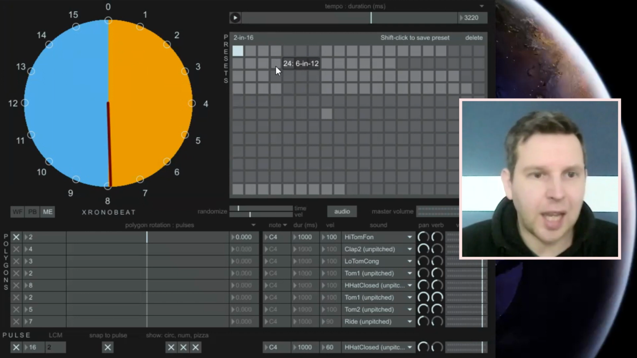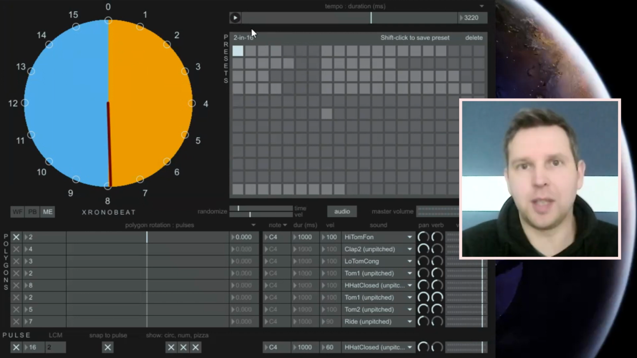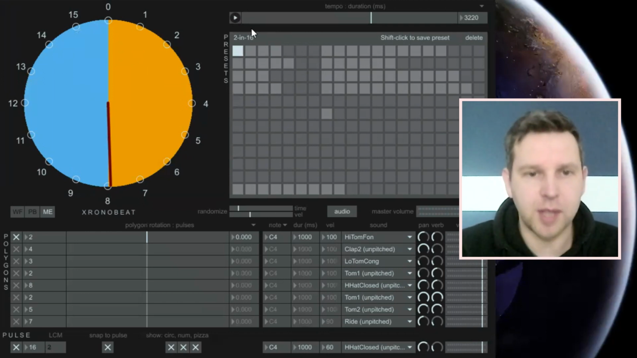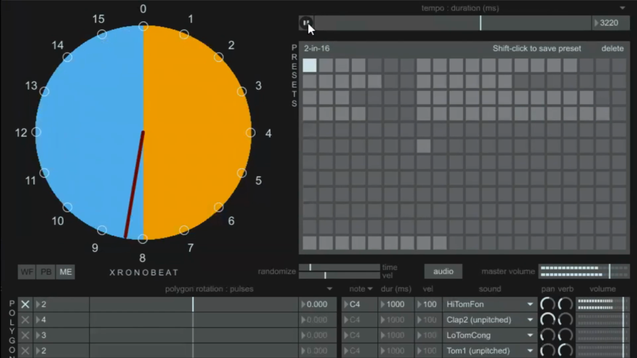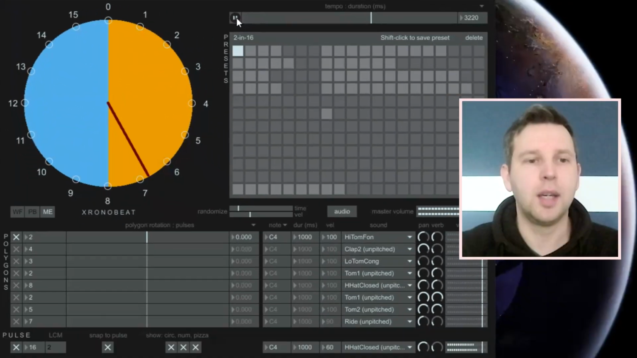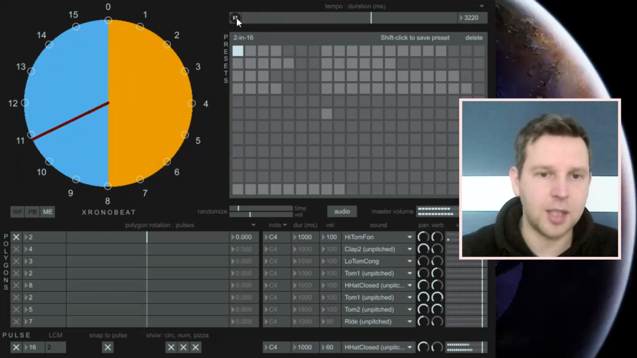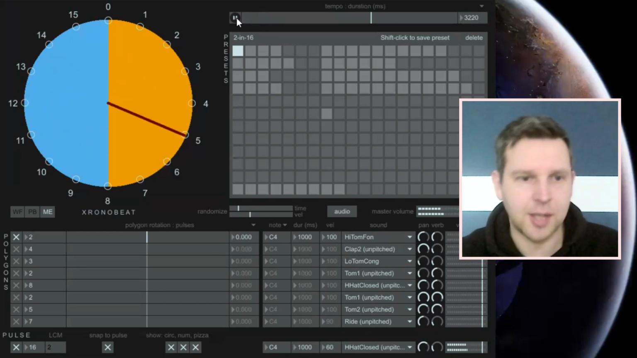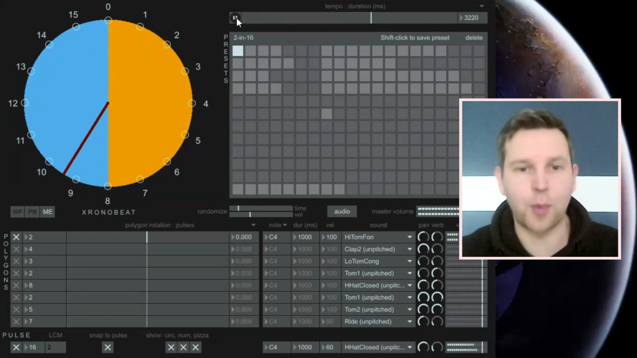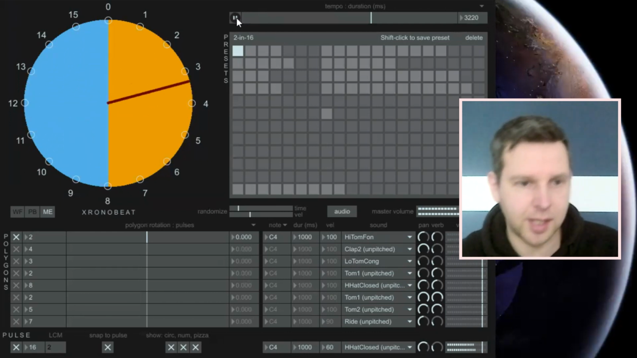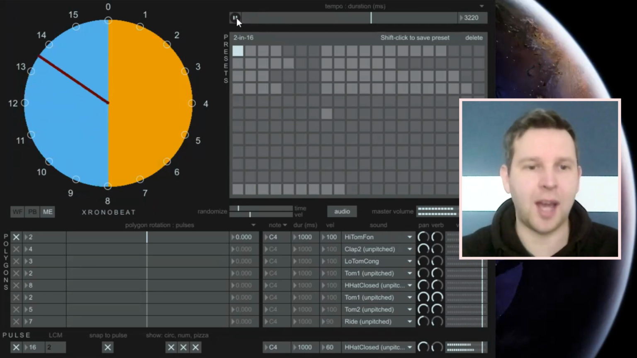Okay, let's see how we can actually produce some kind of music with it. Let's trigger it. Now the clock hand started to rotate and you can hear that each of the 16 dots is associated with a short hi-hat sound, and there's another sound, a kind of rim or knock, triggered exactly at the 8th and at the 16th dot.